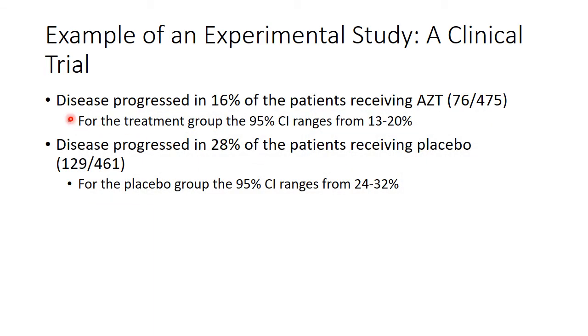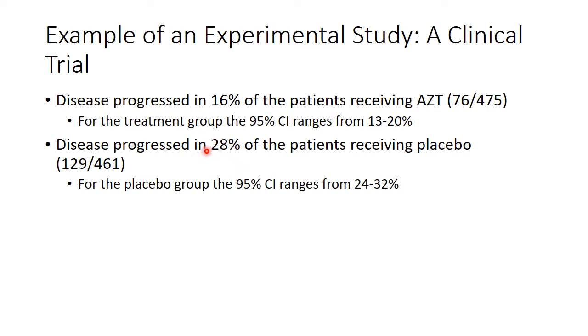Looking at this, they found that disease progressed in 16% of the patients who received AZT, so roughly 76 out of that total of 475. For the treatment group, the 95% confidence interval, if you were to apply this information back to the entire population of patients with HIV who were asymptomatic with high CD4 counts, would range anywhere between 13 to 20%. Versus the disease progressed in 28% of patients who ended up receiving placebo. In this case, 129 out of 461. So the groups are pretty evenly matched, 475 versus 461.